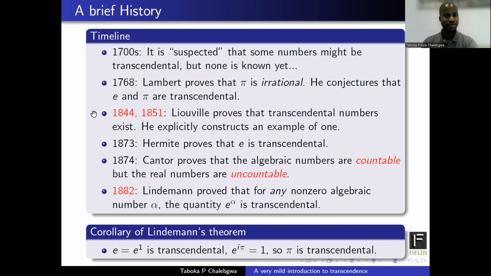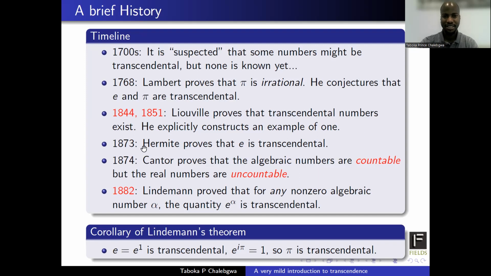But for the sake of progress, around 1873, Charles Hermite proved that the number e is, in fact, transcendental, as was suspected about 100 years prior. And then in 1874, just a year later, Georg Cantor proves that the algebraic numbers are countable, but the set of real numbers is uncountable. So this is a rather nice and general approach to the topic. Let's unpack that statement a little bit before moving on.